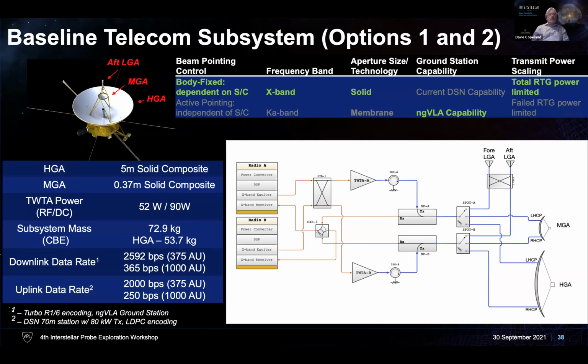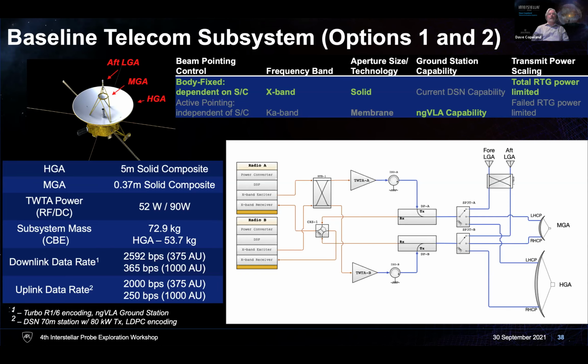Okay, this is the baseline system, and this is for options 1 and 2, the Jupiter gravity assist options. And you can see the trajectory we're taking through that trade space. We're counting on using a 5-meter high gain antenna with complementary medium gain and low gain antennas that primarily come into play while we're still well within the solar system. An RF power of 52 watts, which is counting on drawing a DC power of 90 watts. Overall, the subsystem mass is about 73 kilograms, and it is dominated by that high gain.